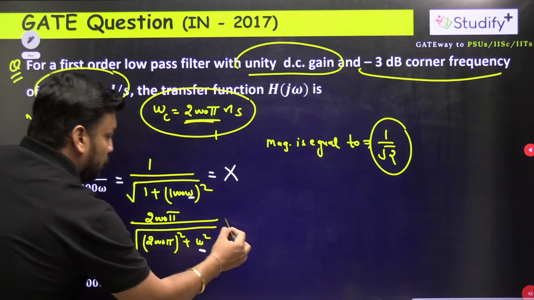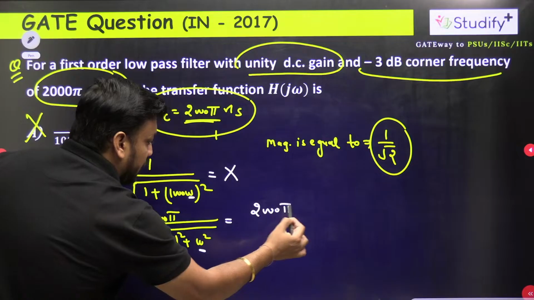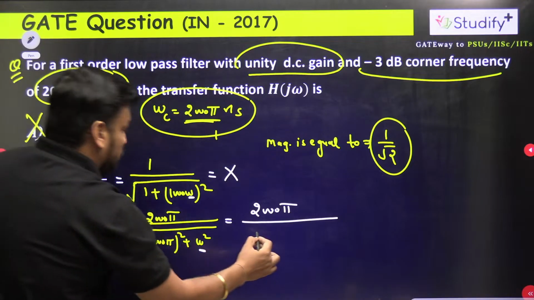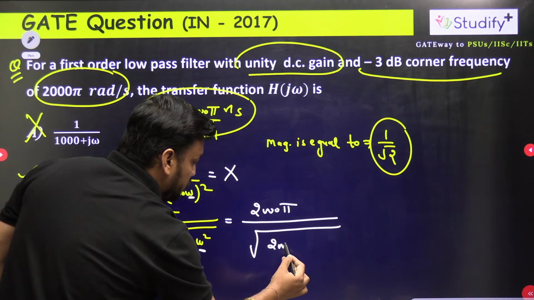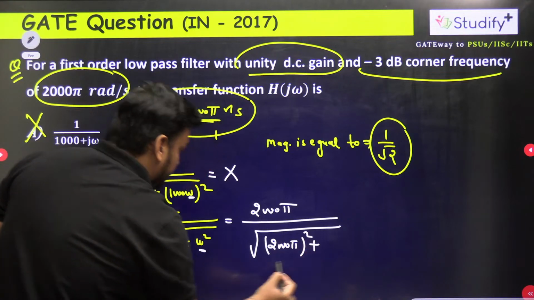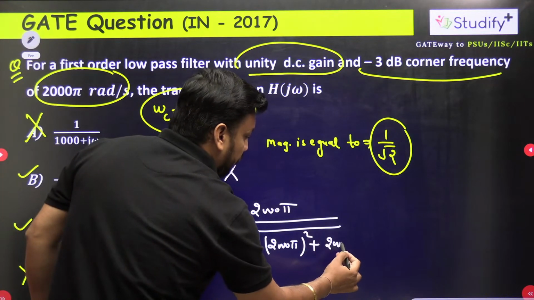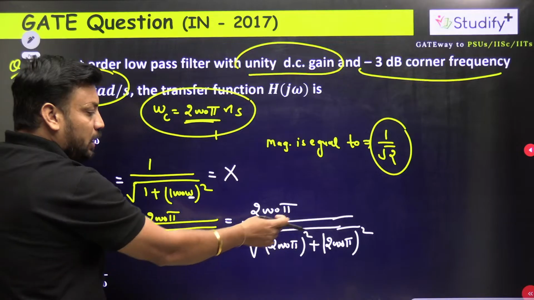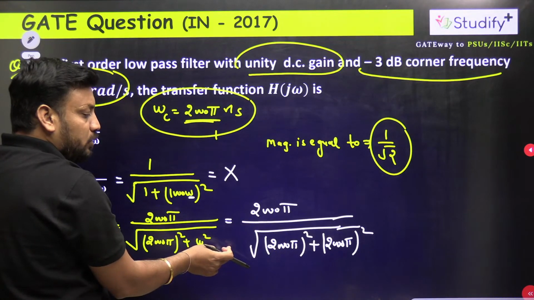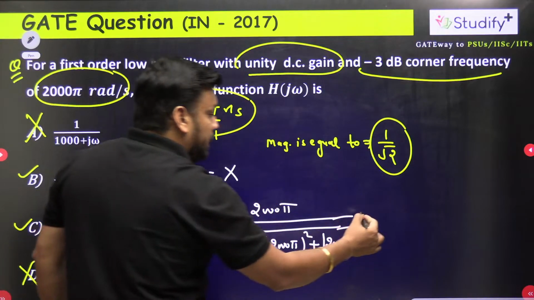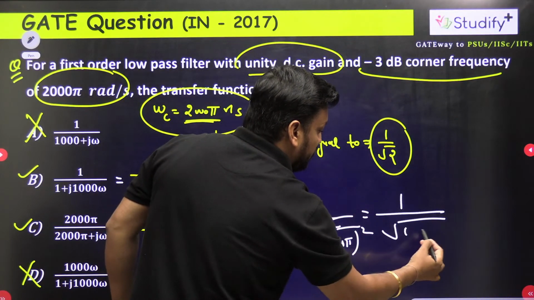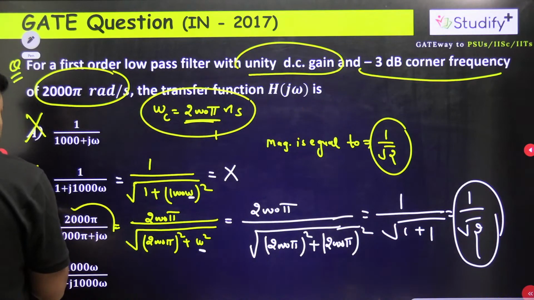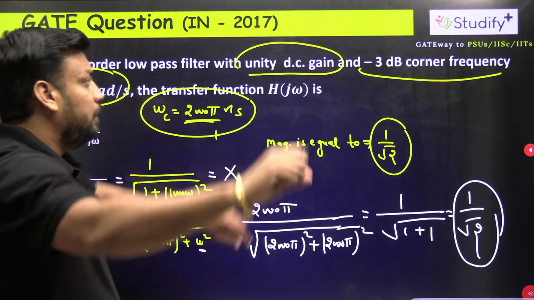But here, once you put it, the numerator is already having 2000 pi. Here also, in place of omega, once you put omega c as 2000 pi, don't you think you will get (2000 pi) whole square plus again (2000 pi) whole square, and you can easily take this common. As soon as you take it common, because of the square, the root is removed and 2000 pi comes out. That 2000 pi and this 2000 pi get cancelled, and you will get inside the bracket 1 plus 1 only, which is exactly equal to 1 by root 2. It means the correct answer is option C. Is this crystal clear or not guys?